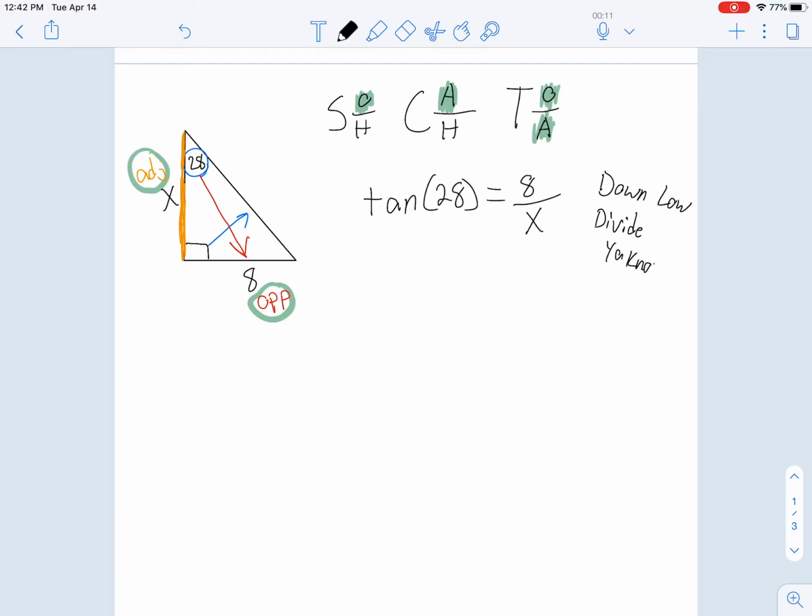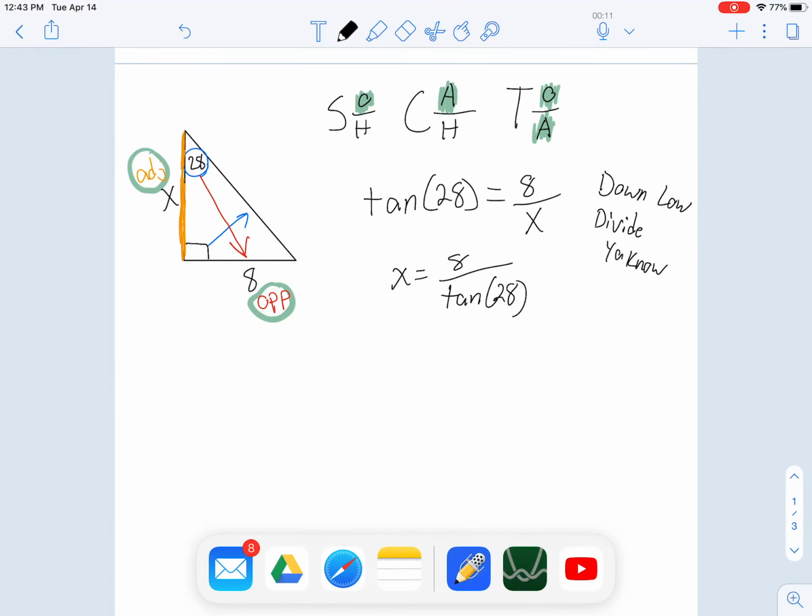Down low, divide, you know? Okay, keep that rhyme in your head. Alright, so what I'm going to do is I'm going to rewrite this. I'm going to rewrite it as x equals 8 divided by tangent of 28. Okay, check this out.